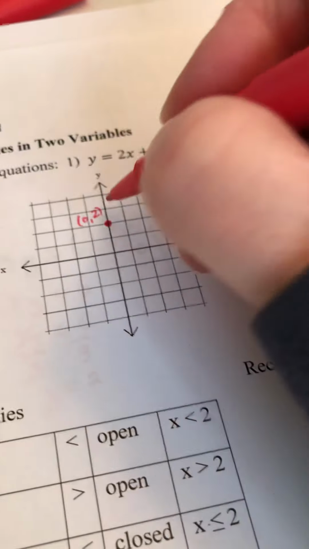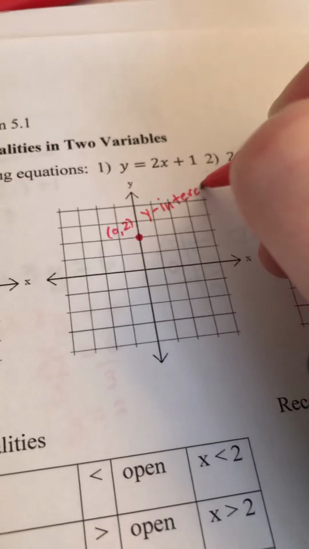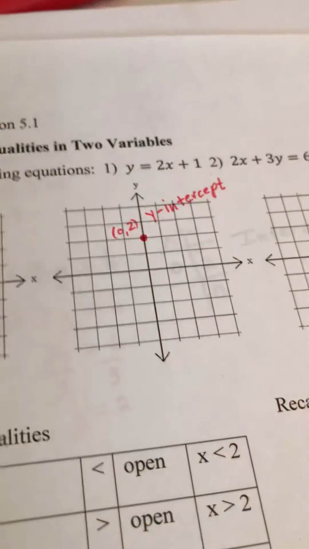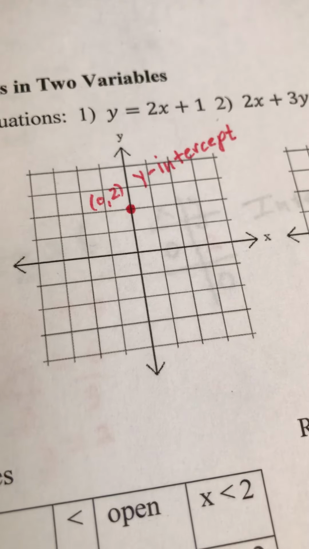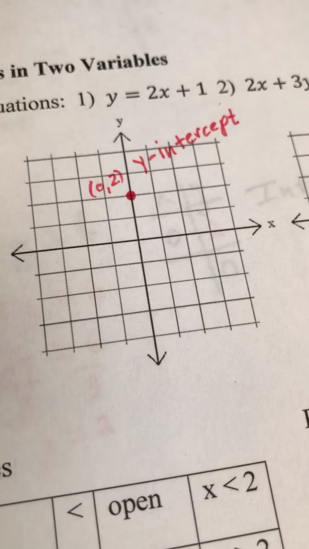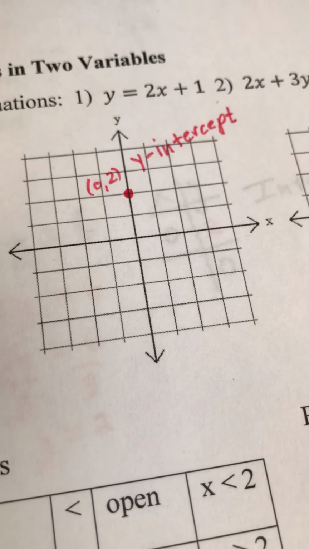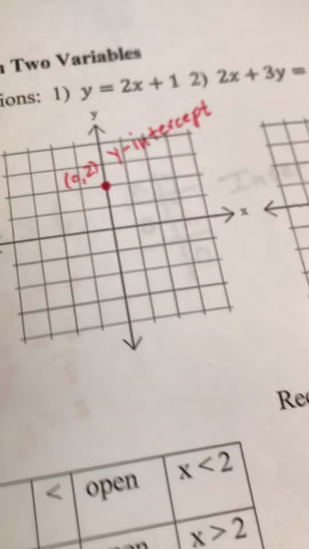And this is called a y-intercept, because it lands on the y-axis. And when we draw the line, it's going to go through the y-axis. So we say that the line intercepts the y-axis at this y-intercept. Now, let's look at the other one.